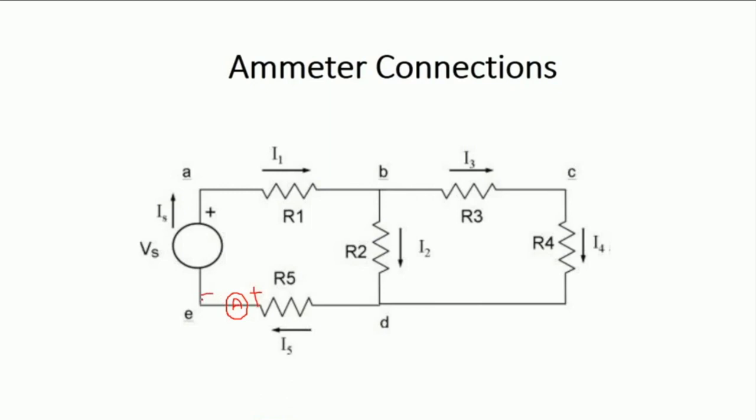Why negative here? Because now the negative of the ammeter will be connected with the negative of the supply and the positive of the ammeter will be connected with R5. Hence, we will be able to calculate the value of current I5. Once we have calculated all the values of currents I1, I2, I3, I4 and I5, as already discussed in the node equations, we have to substitute all these values in the node equations and hence we can verify Kirchhoff's current law practically as well. Now let us see the connections.